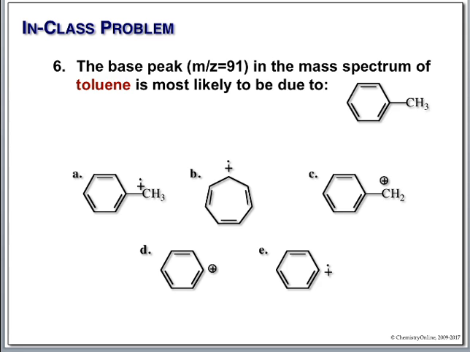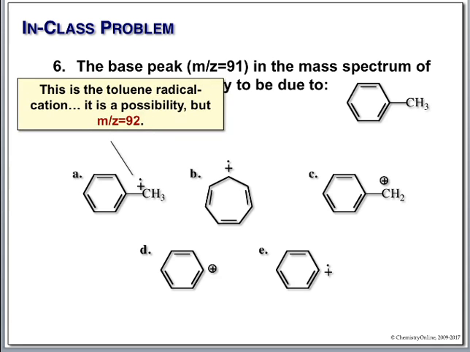Our first option here, this is the toluene radical cation. This is what you get if you take toluene and you simply rip an electron off. It has the full mass of toluene itself, minus a tiny bit for the electron. Toluene itself has a mass to charge of 92, not 91. So right away, toluene cation is not going to be what we're looking at. In fact, with the mass spec of toluene, you do see a peak at 92 due to this guy, but it's minor relative to the base peak.